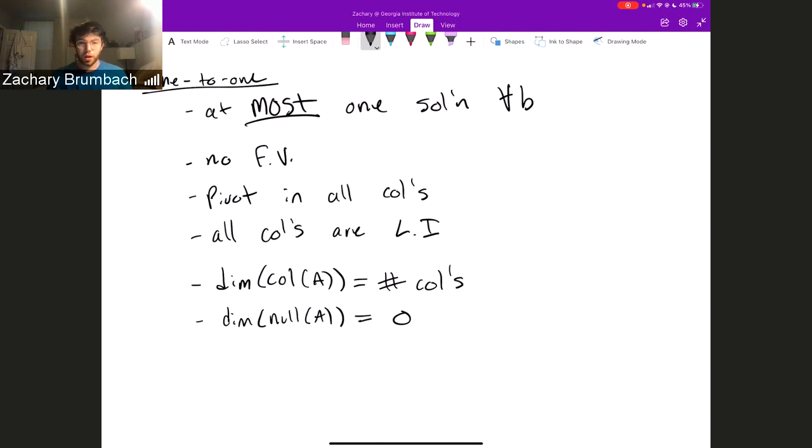If it says, for this particular matrix, we have no free variables, is it one-to-one? Yeah, that's the definition of what that means. Are there any questions about what makes something one-to-one?